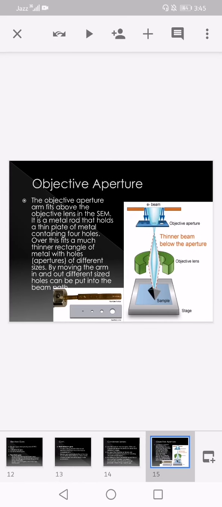Objective aperture. The objective aperture arm fits above the objective lenses in the SEM. It is a metal rod that holds a thin plate of metal containing 4 holes. Over this fits a much thinner rectangle of metal with holes of different sizes. By moving the arm in and out, different sized holes can be put into the beam path.